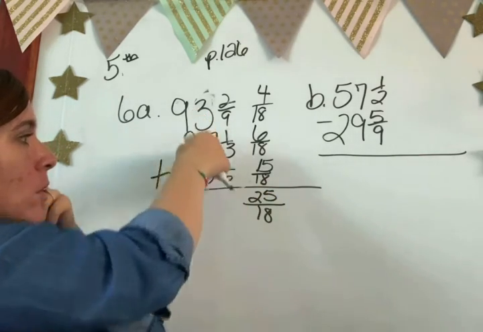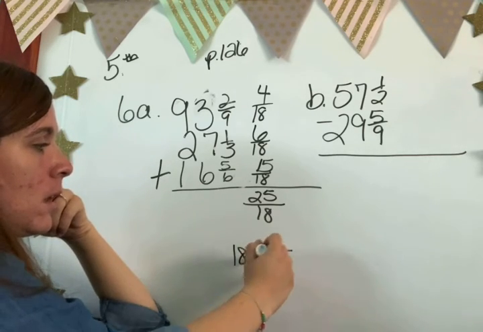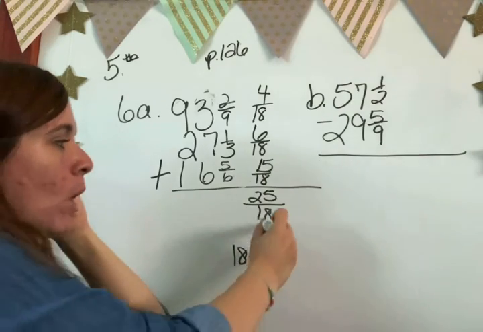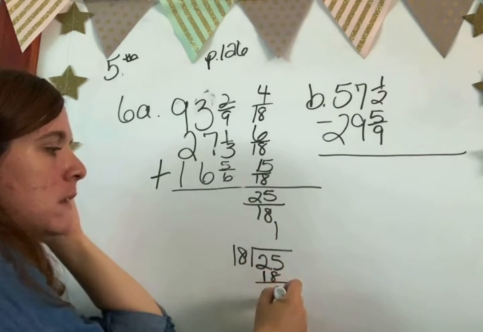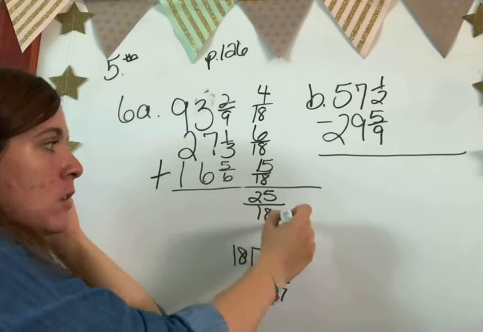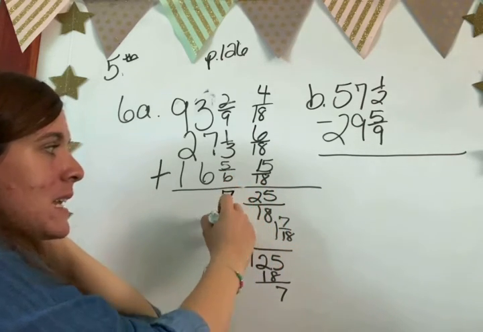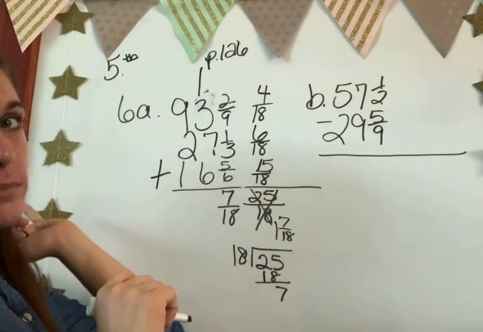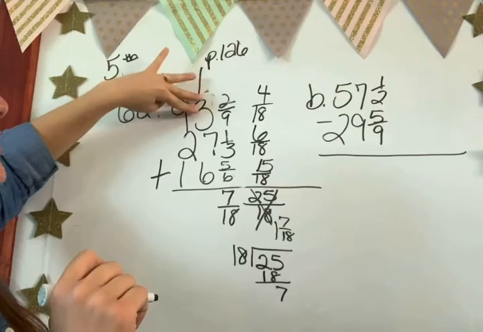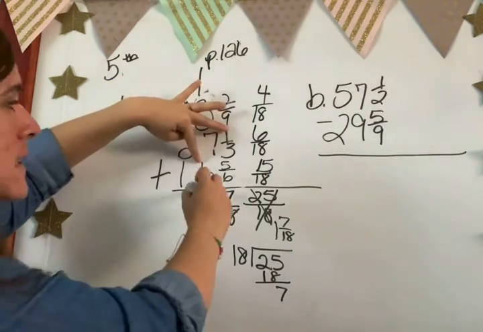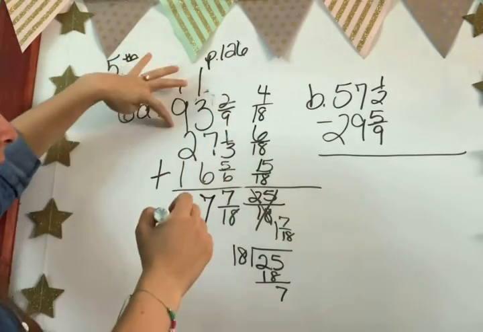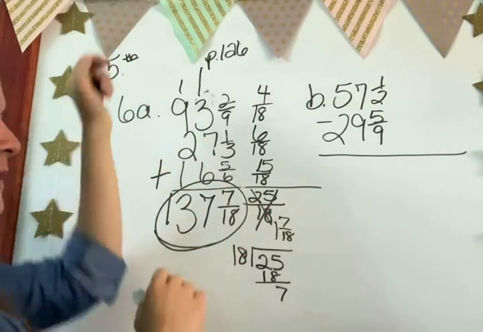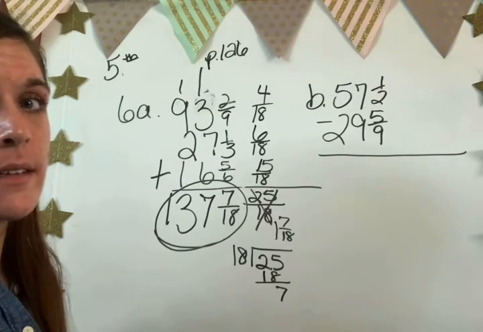Now look, we have 18 into 25. We cannot have 25 over 18, you guys, we have to divide. So we're going to put 1 right here, this is 18, this is 7, so it's 7 over 18. I'm going to put that over here, 7 over 18. This is gone now, and I put my 1 right here. 1 plus 3 is 4, plus 7 is 11, plus 6 is 17. 1 plus 9 is 10, plus 2 is 12, plus 1 is 13. So my answer is 137 and 7/18.